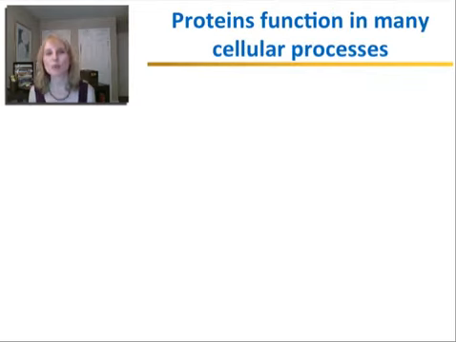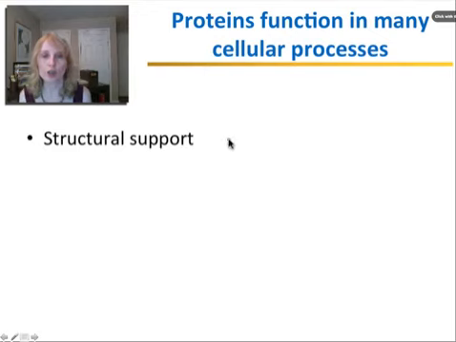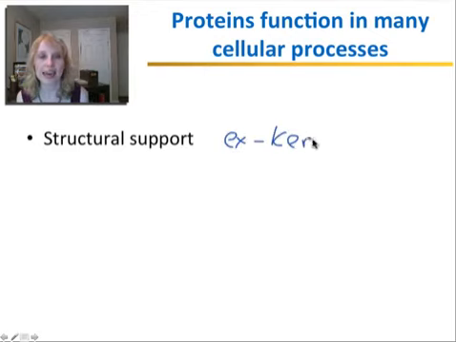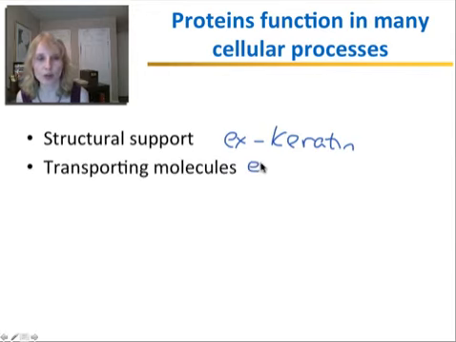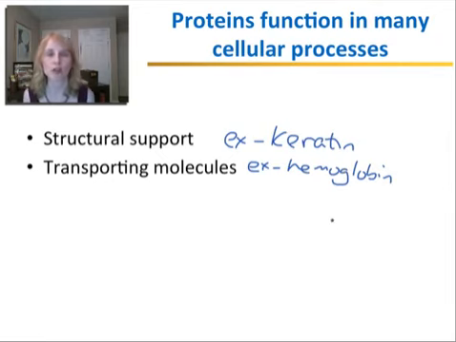So lastly, let's just summarize some of the functions that proteins carry out inside cells. Some proteins function in structure. For example, you have a protein called keratin that makes up your skin and your nails. It gives them their structure. Other proteins function in transport. You just had the example of hemoglobin, which transports oxygen throughout your body. There are also proteins that transport molecules in and out of cells, such as a particular protein that transports glucose into your cells so your cells can use it for energy.